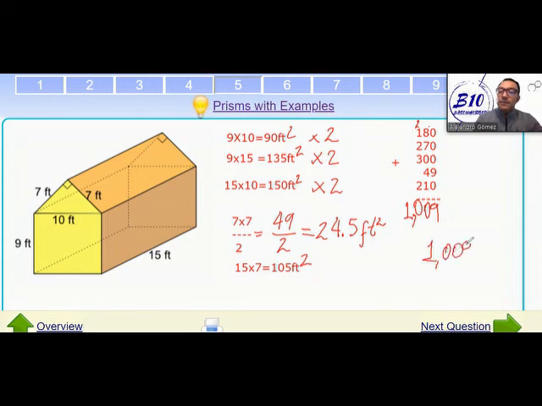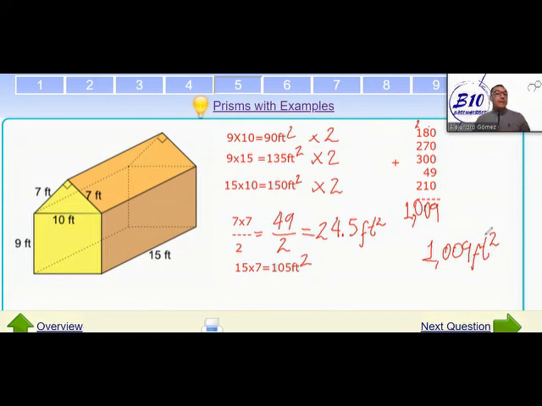1009 is square feet. So if we wanted to, I don't know, decorate it, paint it, do something with it, we will have to use this. This is the number we have to keep in mind.